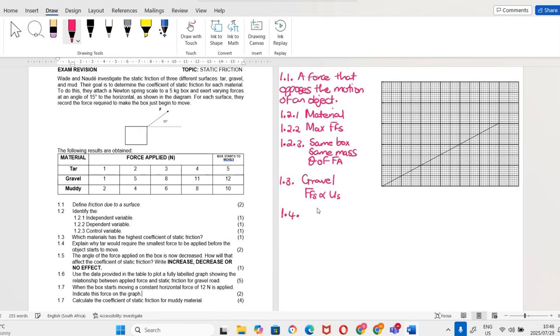1.4 says explain why tar would require the smallest force to be applied before the object starts to move. Well, tar is smooth, right? Tar is smooth, and so if tar is smooth, there is less interlocking between the two surfaces that are in contact, or the two surfaces that are interacting.